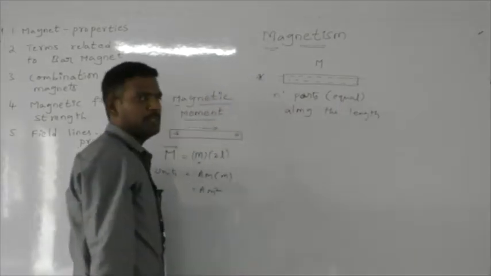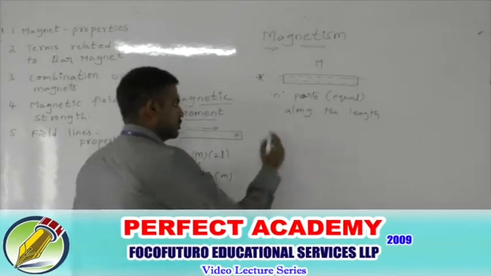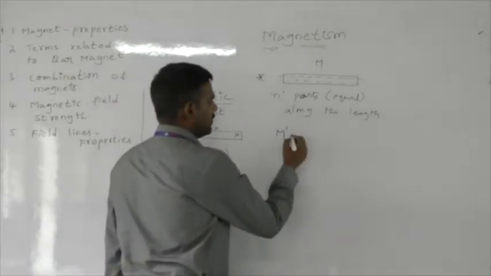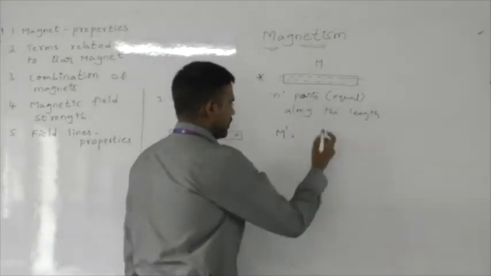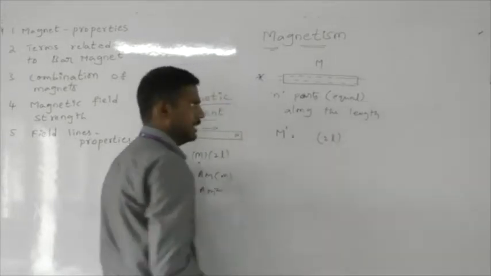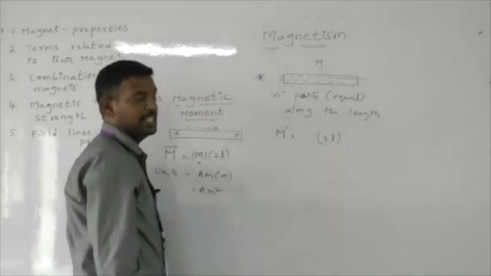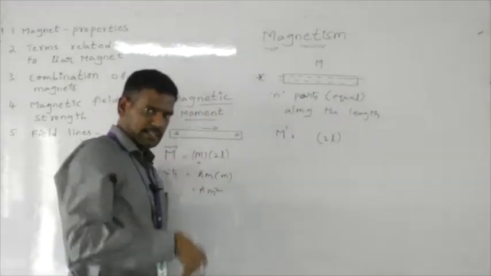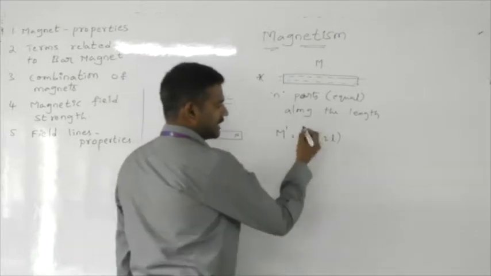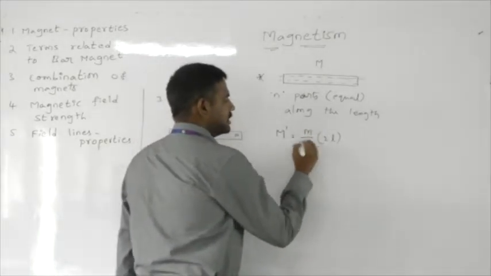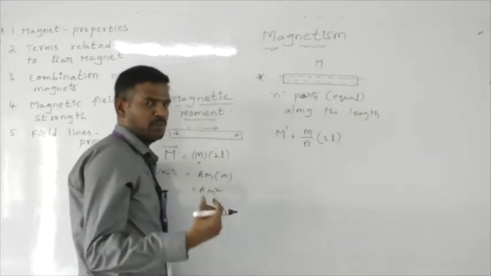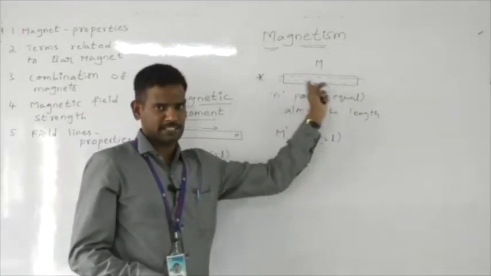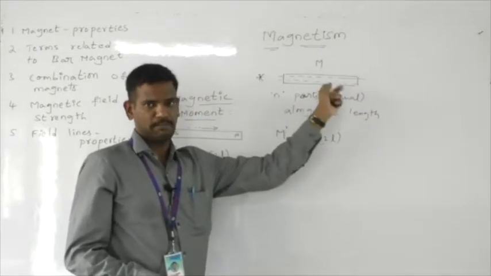Then what will be the magnetic moment for each piece? Let me call the magnetic moment for each piece M prime. Now what will happen here? The length remains the same, therefore there will be no change in the magnetic length. Then what will happen to the pole strength? Since it is divided along the length, the area of cross section will also decrease by n times. Therefore, the pole strength also decreases by n times, since the pole strength depends upon the area of cross section, and here I have divided it into n equal pieces.